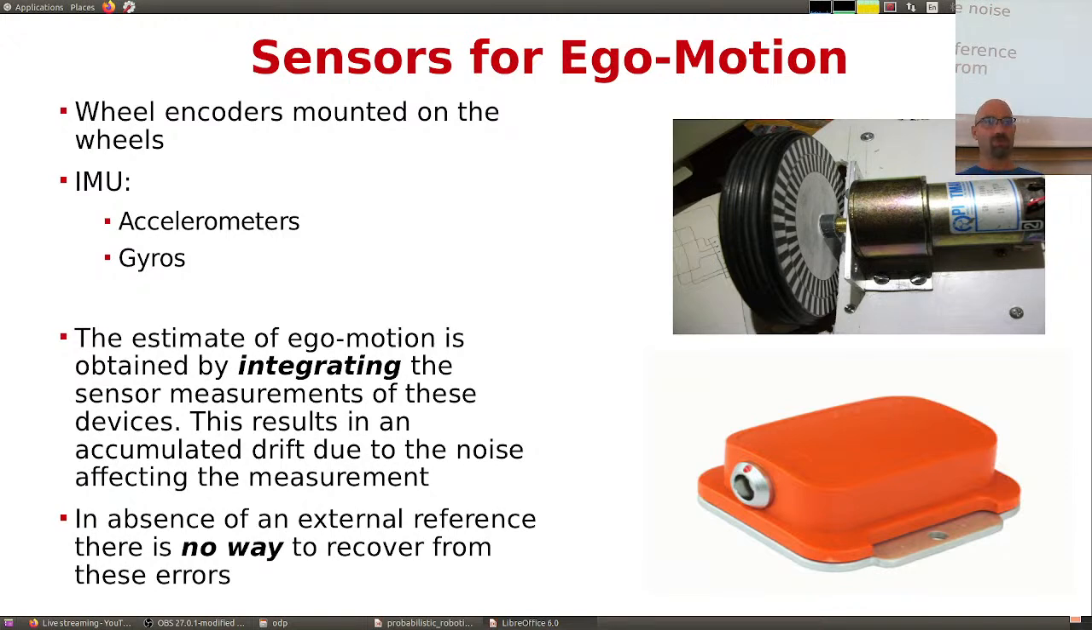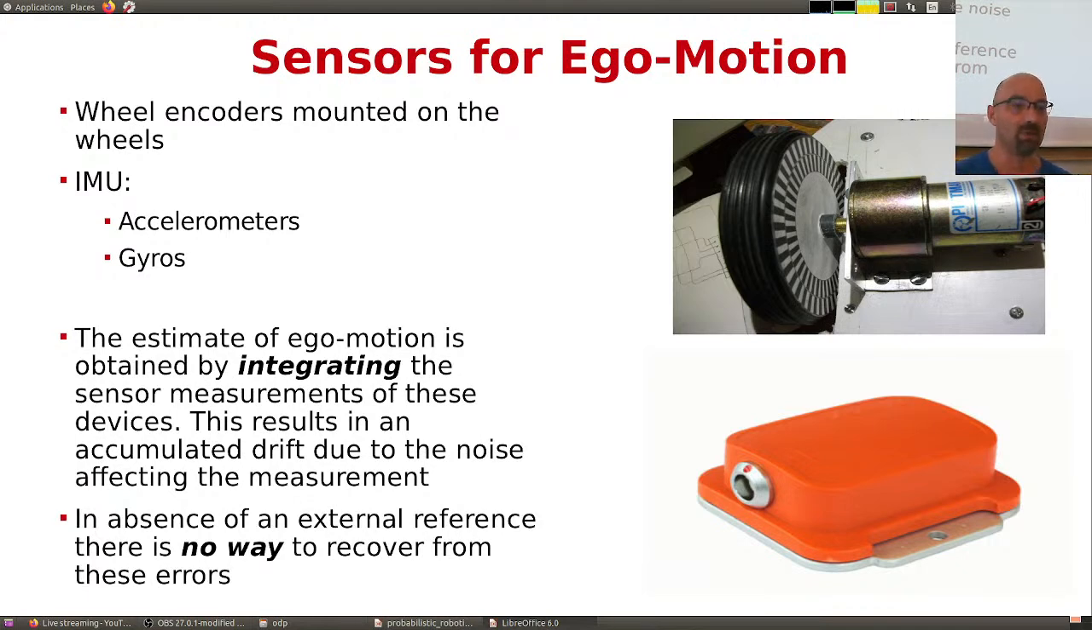Typically, encoders are used to determine the relative motion of the platform, in the sense that if you lift the robot and you move it somewhere else, the encoder knows nothing, right? If the wheels don't move, the encoder says nothing. And if you lift it and the wheels keep on spinning, there's not much you can do, right?